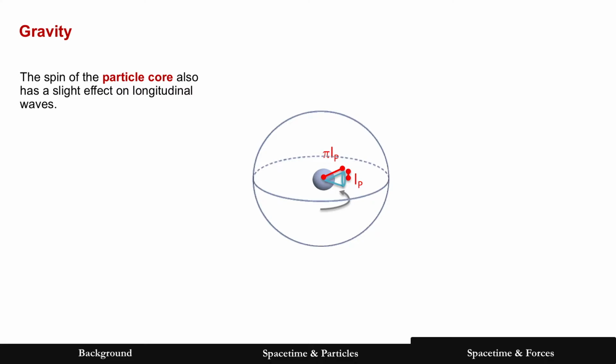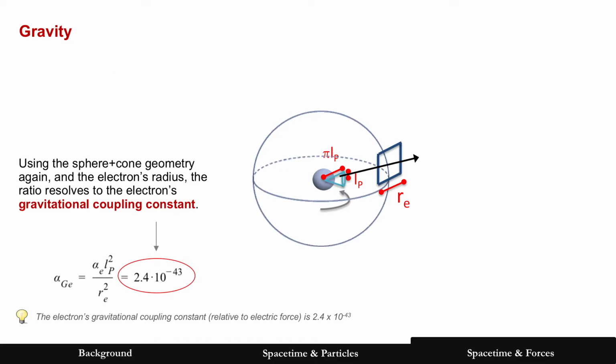Now, another force we'll hit is gravity. Right? So if we assume now the particle core is spinning, of course the entire particle itself is spinning, and that was magnetism. But if you assume the very core of it is also spinning, it will have a slight reduction on the longitudinal wave energy. And that slight reduction is seen there. It's 2.4 times 10 to the minus 43, which means it's very, very slight.